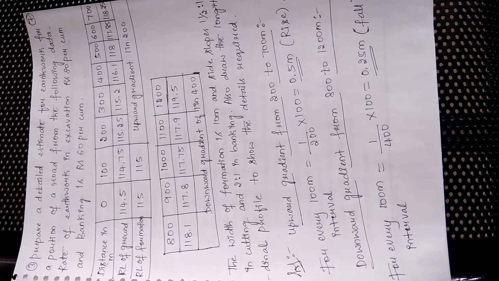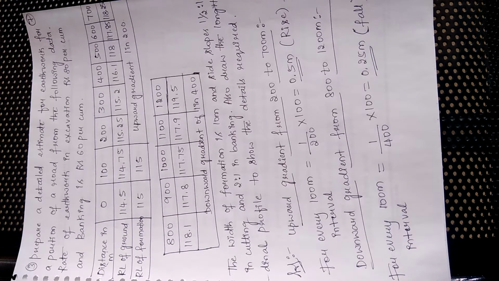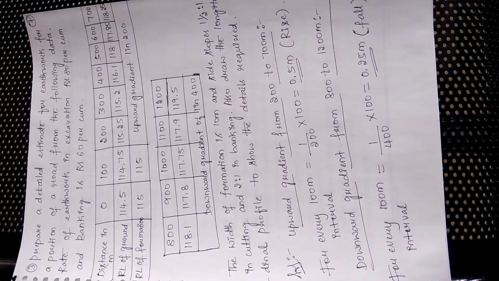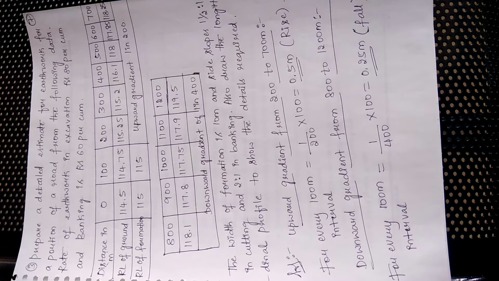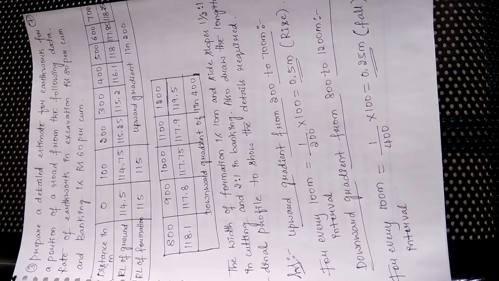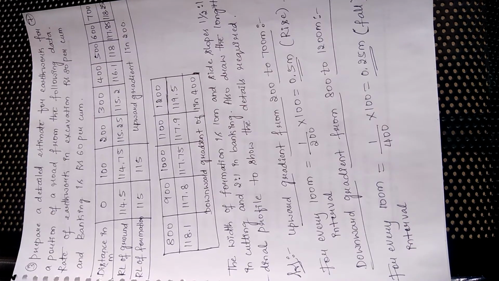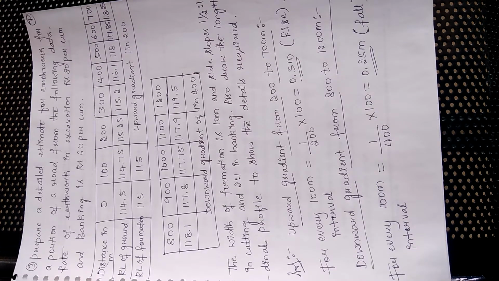So, before you draw the longitudinal section, you first have to find the formation level of all the chainages. To know the formation level of all the chainages, we first have to find the height of the rise or height of the fall which is taking place. So let us try to solve this problem. See, the first step is to find the height of the rise or height of the fall.